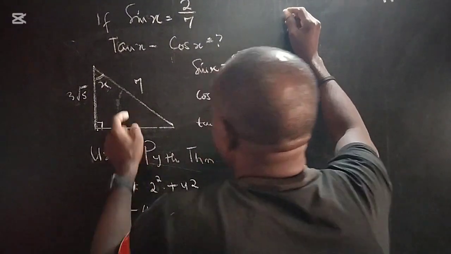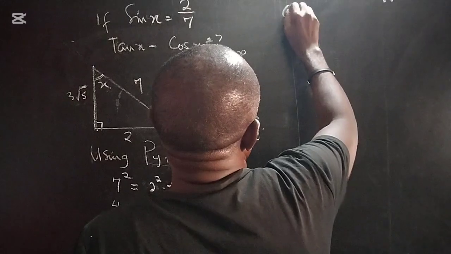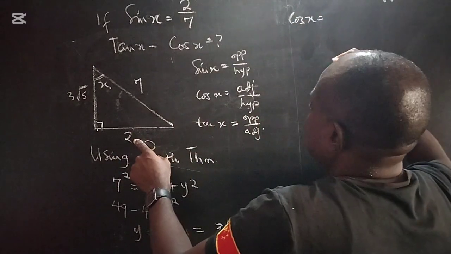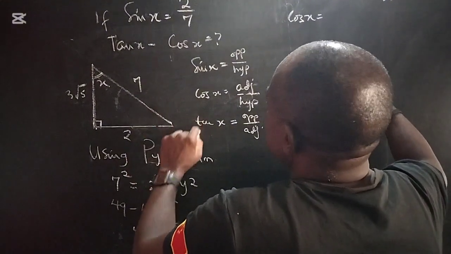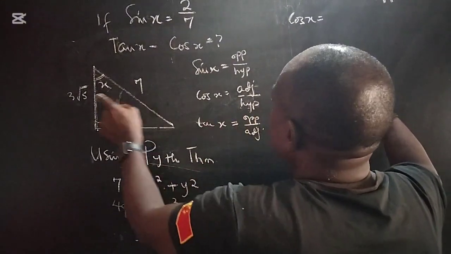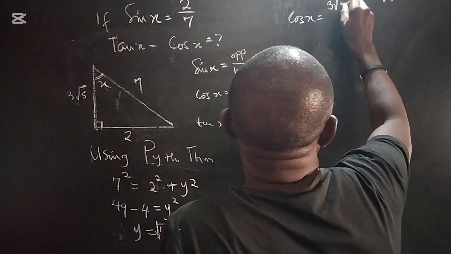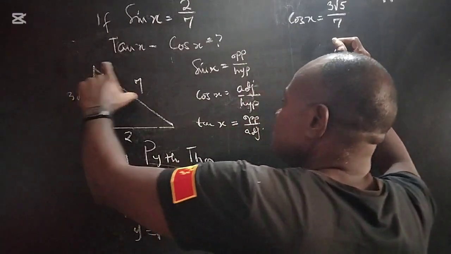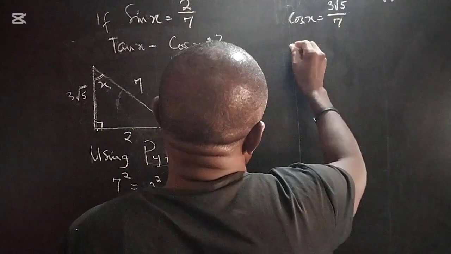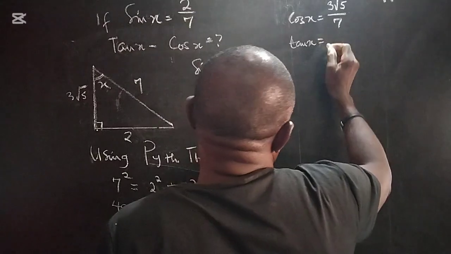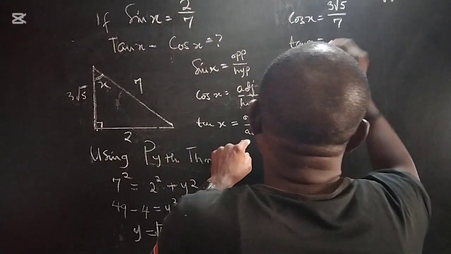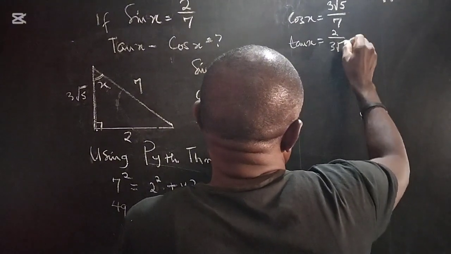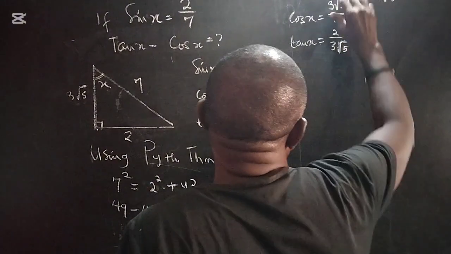So we can write out all of this now from the diagram. We already know that cos x, which is adjacent over the hypotenuse, is going to be 3 root 5 divided by 7. That's this adjacent divided by this longest side, the hypotenuse. And then tan x equals opposite over adjacent. That's going to be 2 divided by 3 times square root of 5. So we got this expression now.